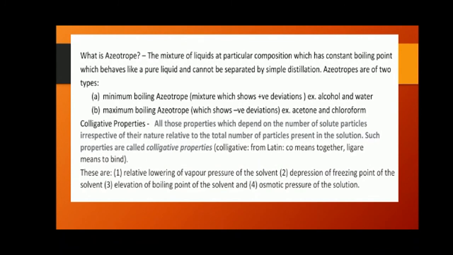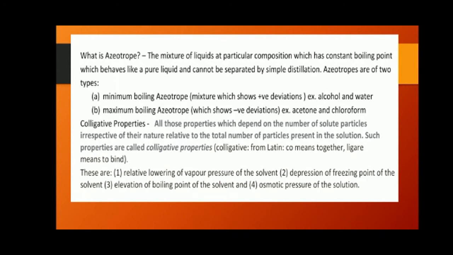The first one is the minimum boiling azeotrope. It is for the mixture which shows positive deviation from Raoult's law, for example alcohol and water. The second one is the maximum boiling azeotrope. It is for the mixture which shows negative deviation from Raoult's law, and the example is acetone and chloroform.